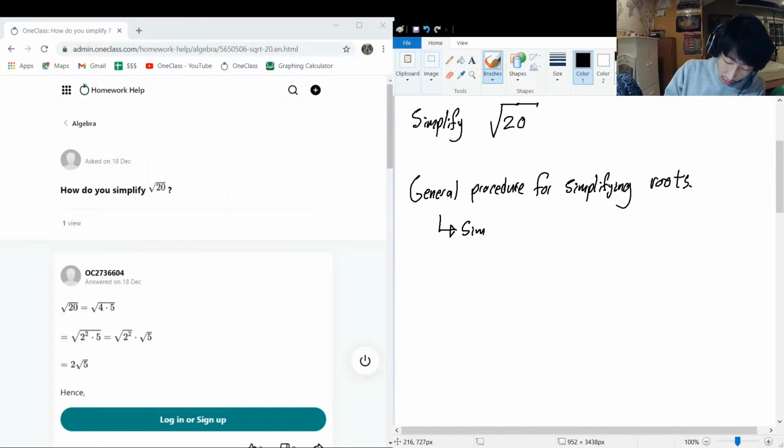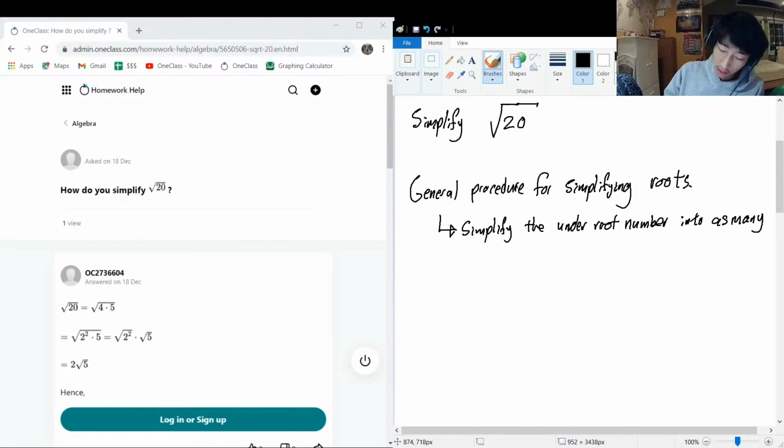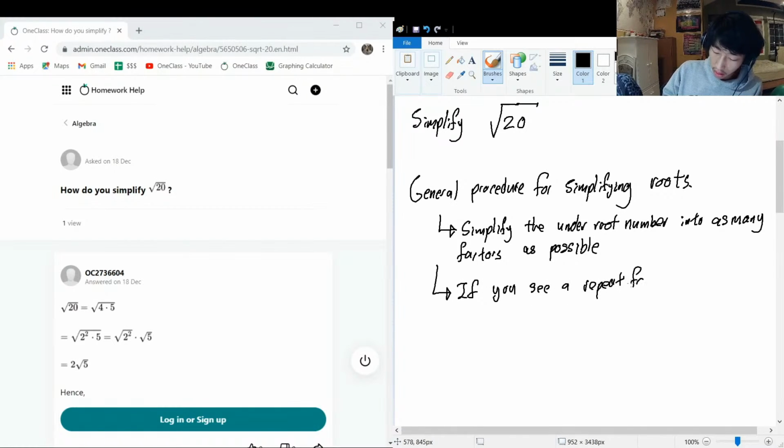You want to simplify the under root number into as many factors as possible. If you see a repeat factor, bring it outside the root.